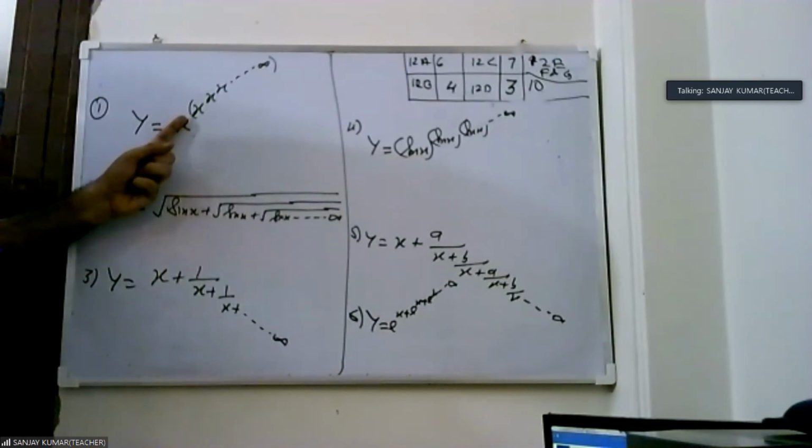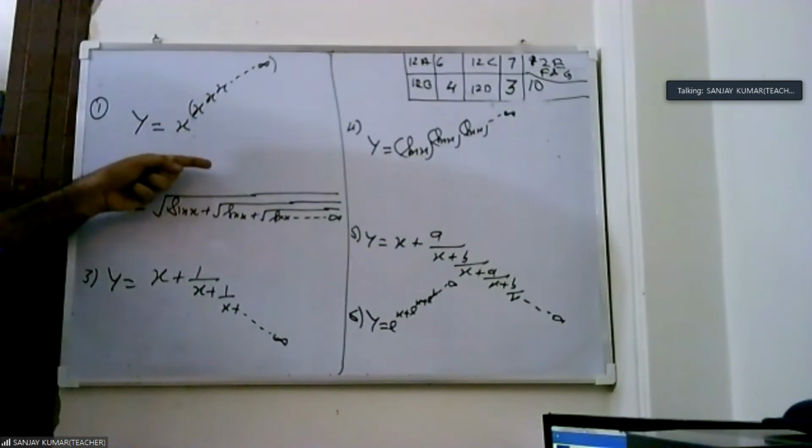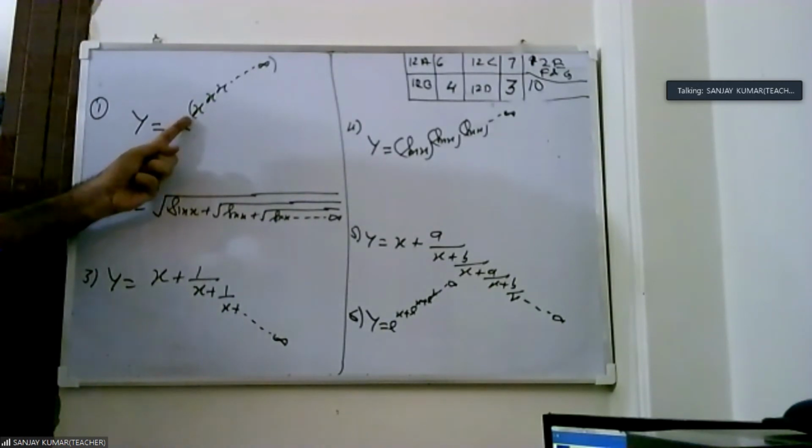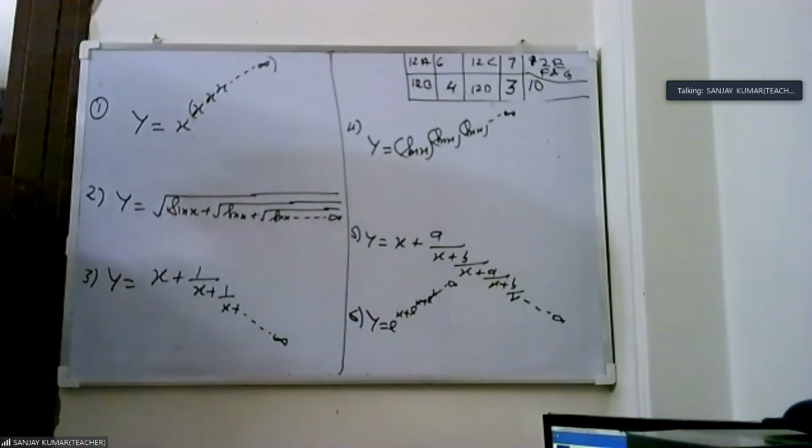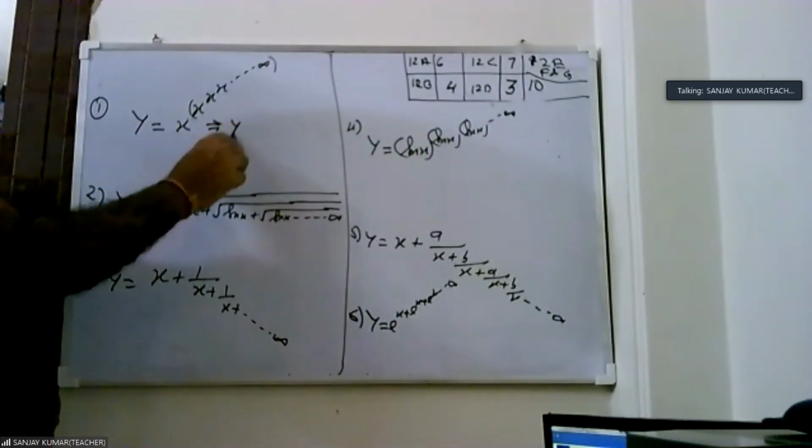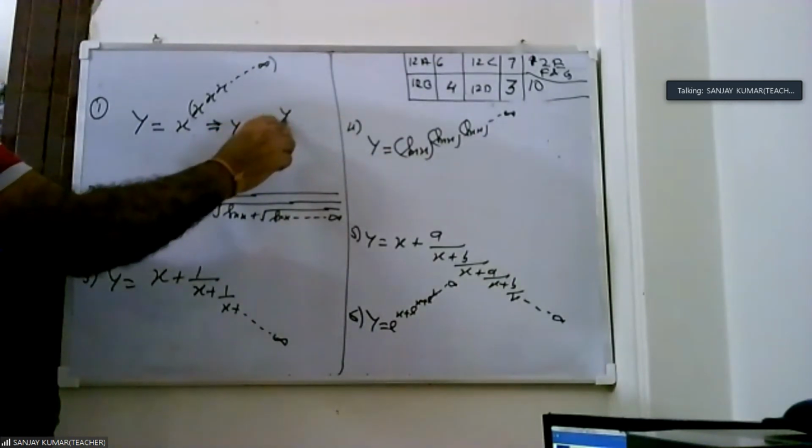Look, x to the power infinity, that is again y. We are supposing this is y. If you remove one x from here, then it is again y. Because this is y, this is again y. Because if you remove one x, there is no effect on the answer. That means this is y equal to x to the power y.